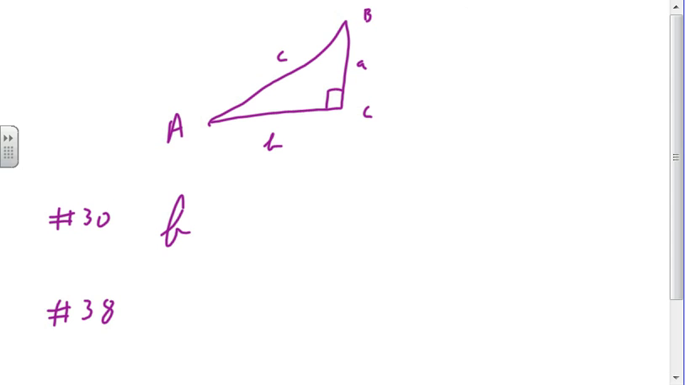What is the angle adjacent to side B? Well, they probably don't mean the 90-degree guy, so they're probably asking for A. That would be my guess. Okay. So we did 30, we did 38. Now we're going to do 48.